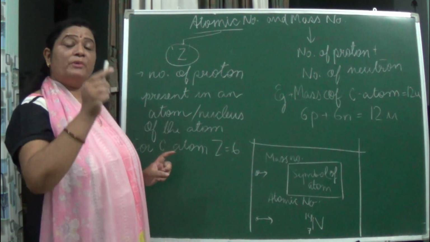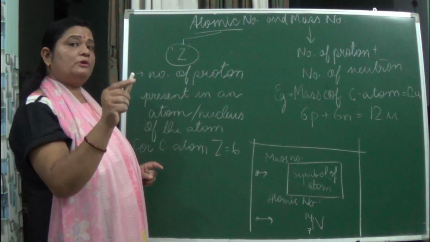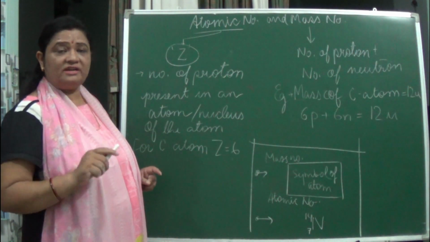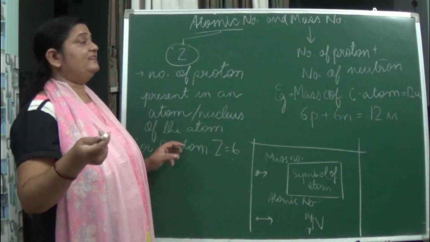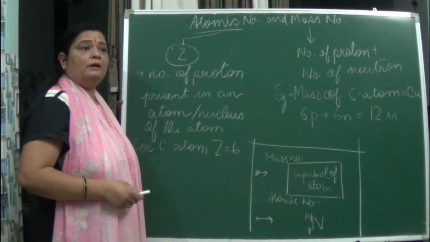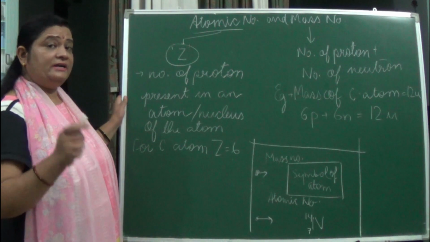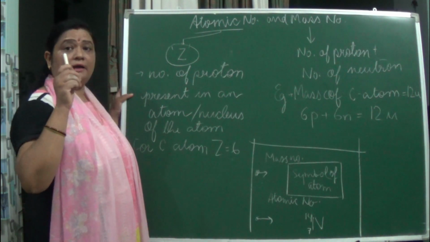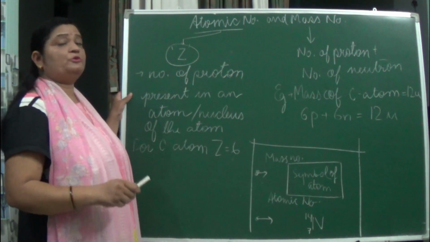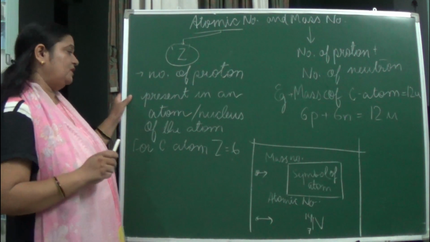And as the number of protons is equal to the number of electrons, because the atom is electrically neutral, sometimes we define atomic number according to the electrons. But it is not right. Actually, the atomic number is the number of protons present in the nucleus of the atom.